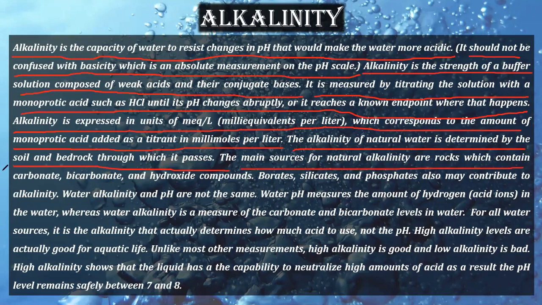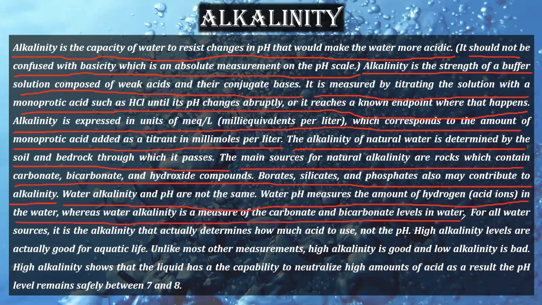Main sources of natural alkalinity are rocks which contain carbonate, bicarbonate and hydroxide compounds. Silicate and phosphate are also present in rocks, so they may also contribute to alkalinity, right? This is also a very important concept. Water alkalinity and pH are not the same. Water pH measures the amount of hydrogen, that is acidity in water, whereas water alkalinity is a measure of carbonate and bicarbonate levels in water. Basically, we can say in simple terms that alkalinity and pH are not the same, rather they are opposite to each other.